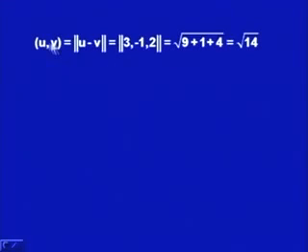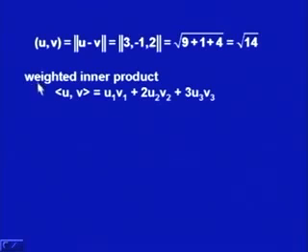The distance d(u, v) is the norm of u minus v. Given u and v, it comes out to be the norm of (-3, 1, -2), and its inner product will be 9 plus 1 plus 4, that comes out to be root 14. So, the distance between u and v with the standard inner product is root 14.